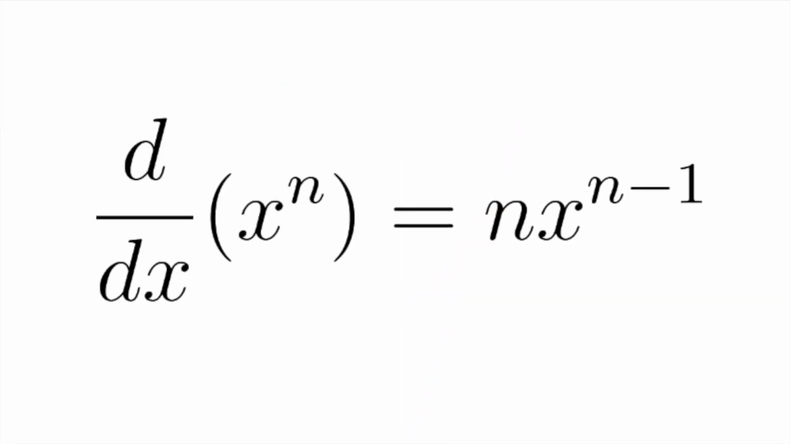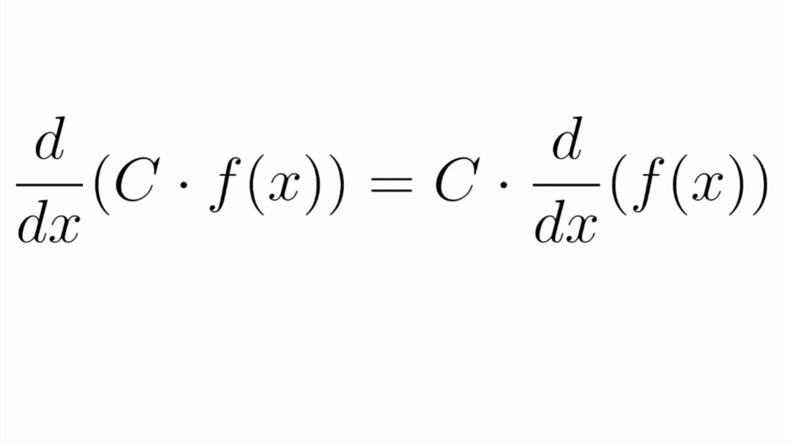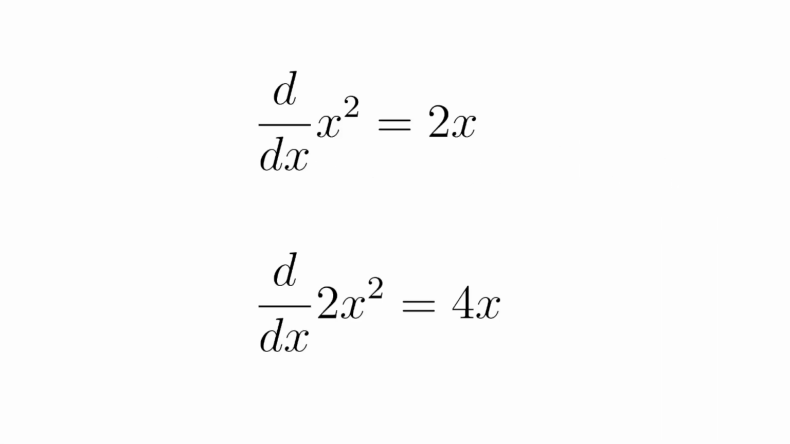I won't go over how all derivatives are found, but a rule you learn early on in calculus is the power rule. The derivative of x to the n is n times x to the n minus 1. Also, the constant multiple rule says that the derivative of any function multiplied by a constant is also multiplied by that constant. So the derivative of x squared is 2x, and the derivative of 2x squared is 4x.